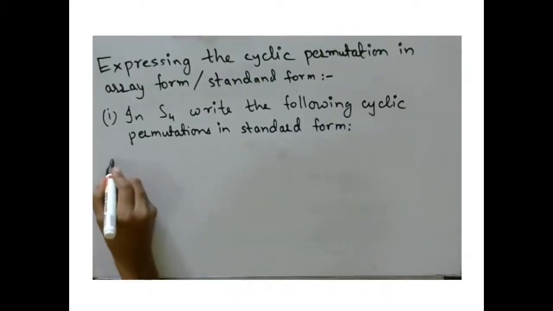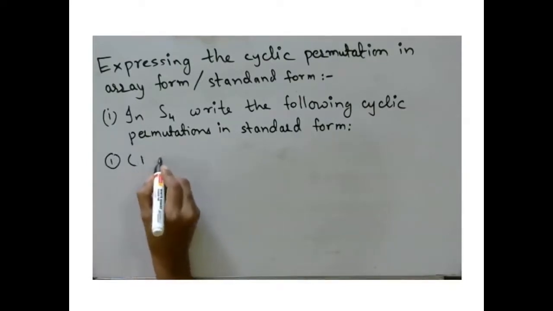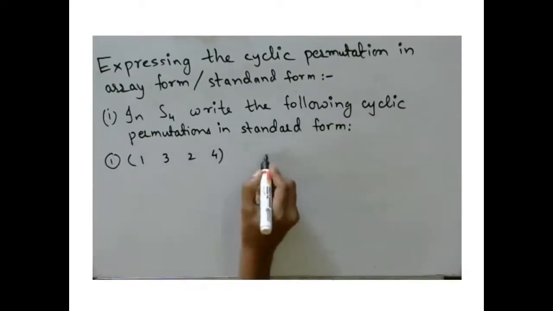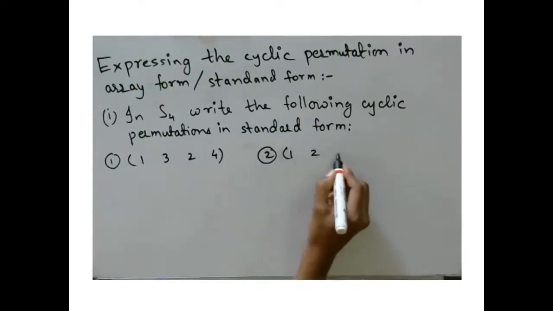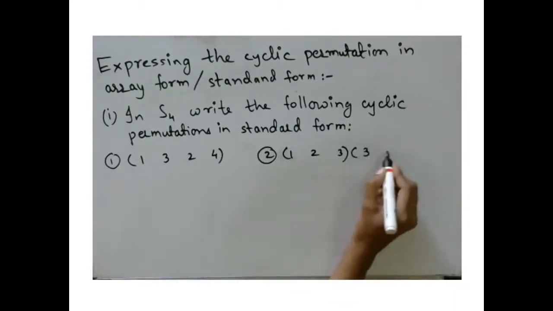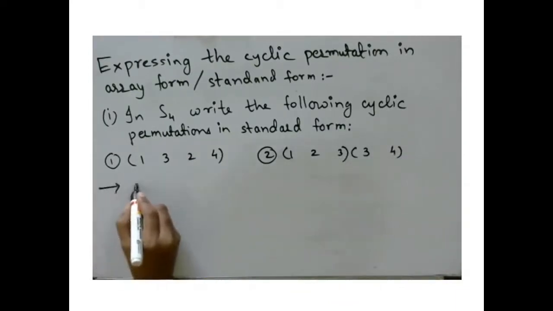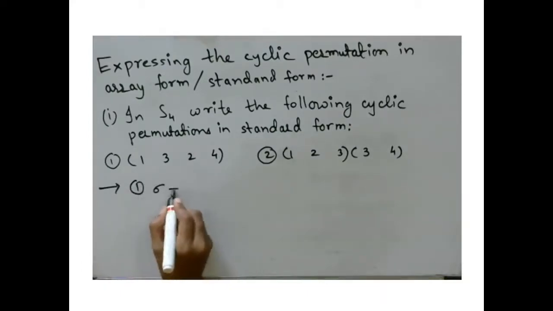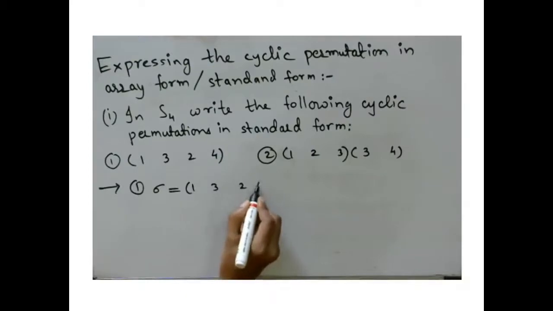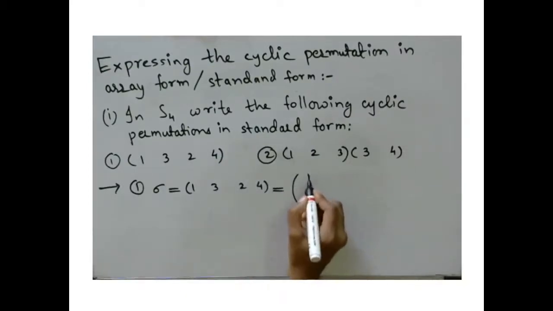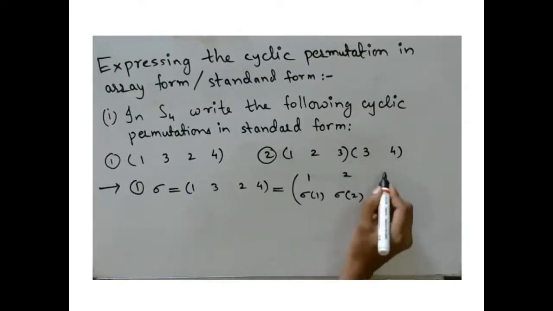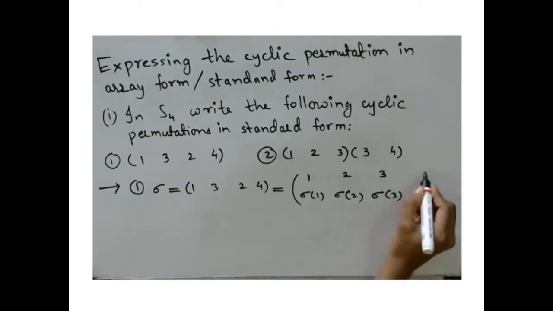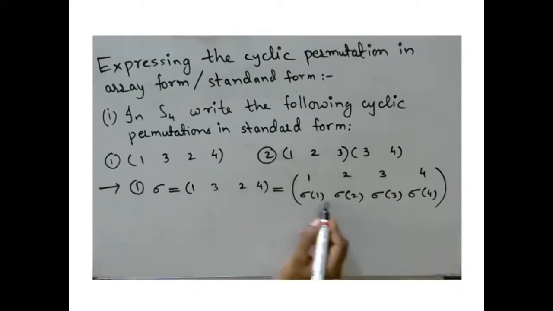Or in array format. So the first one is (1, 3, 2, 4) and the second permutation is the product of two cycles (1, 2, 3) and (3, 4). Let us see the first one first. Let us call this permutation sigma, (1, 3, 2, 4). We have to write it in standard form or array notation. So let us write the image of 1 as sigma of 1, image of 2 as sigma of 2, image of 3 as sigma of 3, image of 4 as sigma of 4, and we have to find these images.